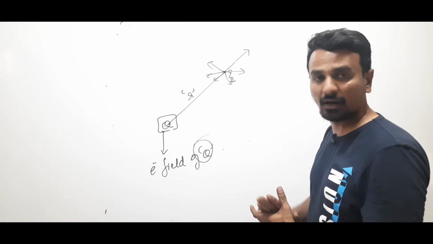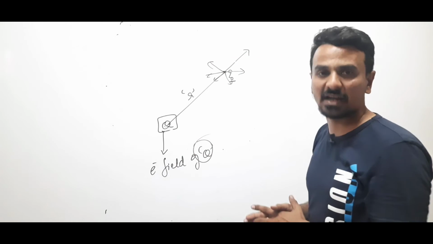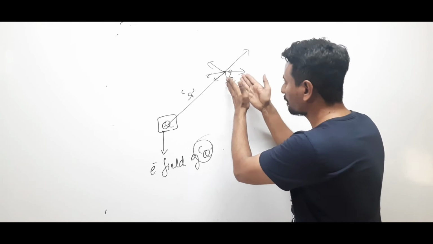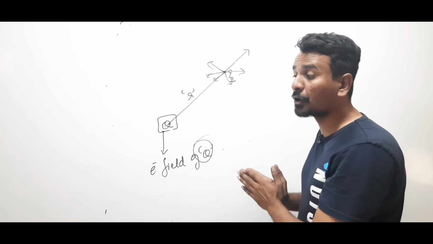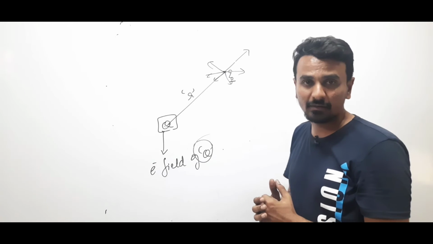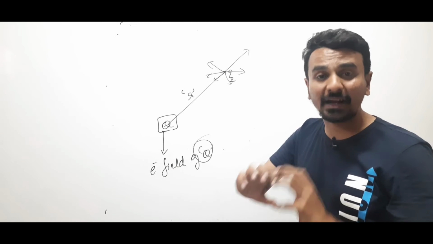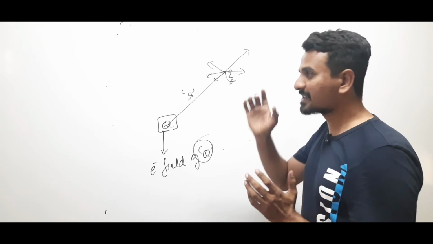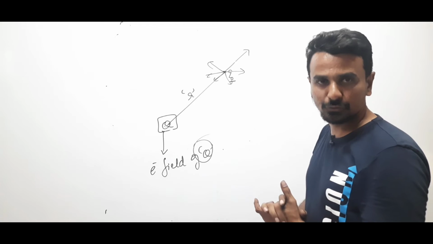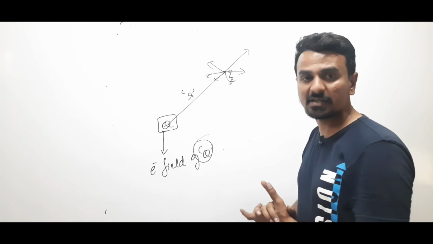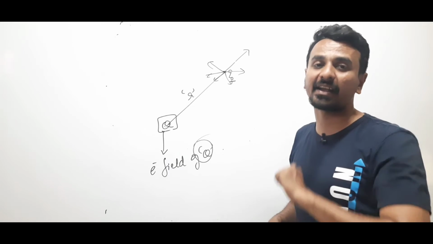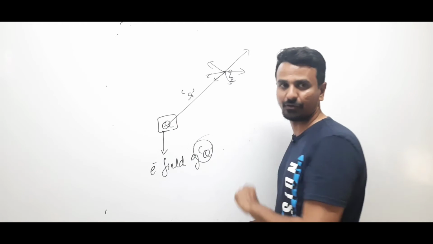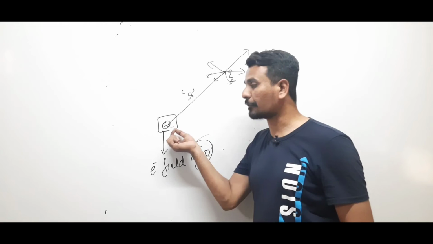Because there is no other charge. Clear? So if I am not placing a charge Q0, then I will not be able to find the electric field. Because after all, electric field is the effect produced by one charge on another. So it is compulsory for me to place a charge Q0 over here. And if I am placing a charge, then this charge is creating its own electric field. So I am not able to find the electric field of this charge Q.